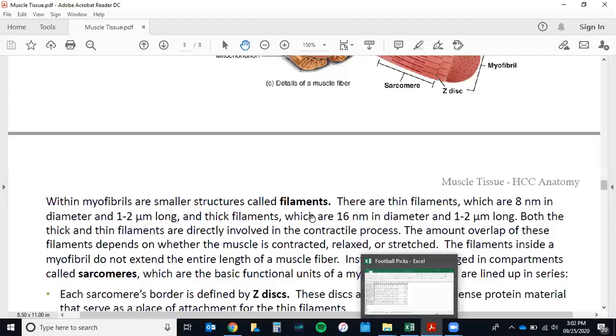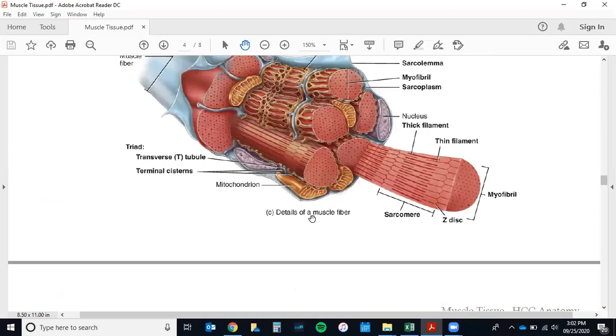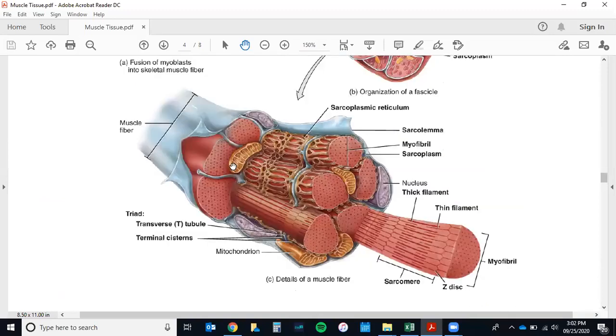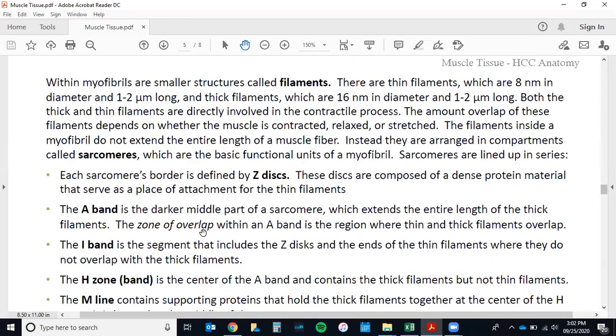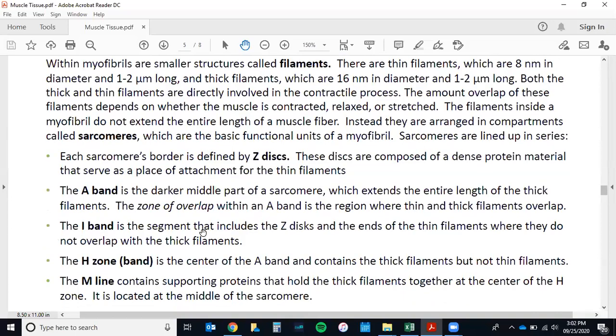So let me stop that and pull up my lecture again. So we just finished talking about the structure of a muscle fiber, the cell, made up of these myofibrils, and we're going to talk about the filaments and sarcomeres and the parts of a sarcomere here on this page. So let me give you a second here to write this out. Okay, and if you need a little bit longer, you can just pause it.